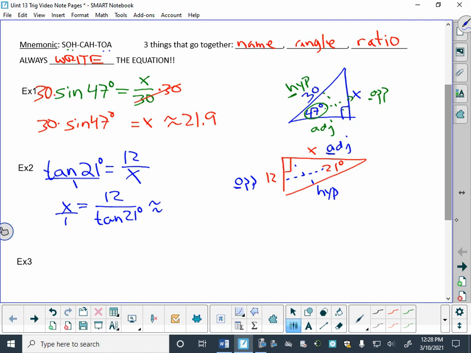12 divided by tangent 21 is exactly what I'm typing into my calculator. 12 divided by tangent 21, close the parentheses. I get about 31.3. That is bigger than 12. I expected it to be, so I think I like that answer.